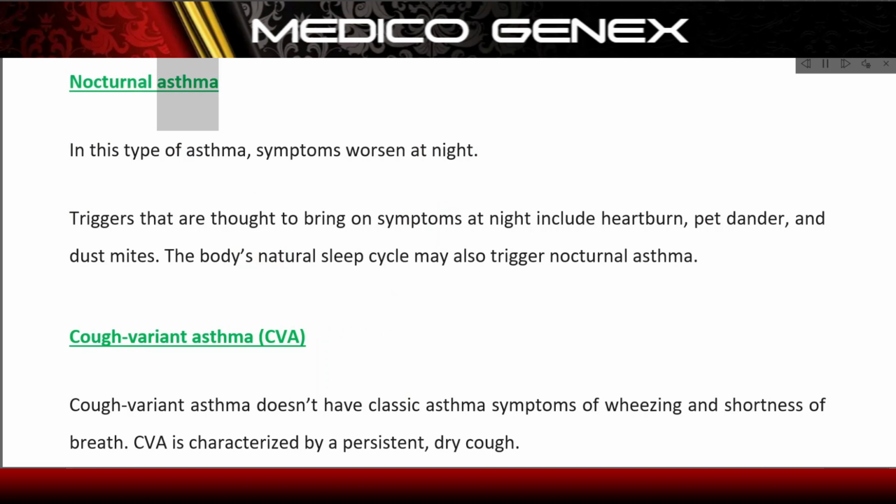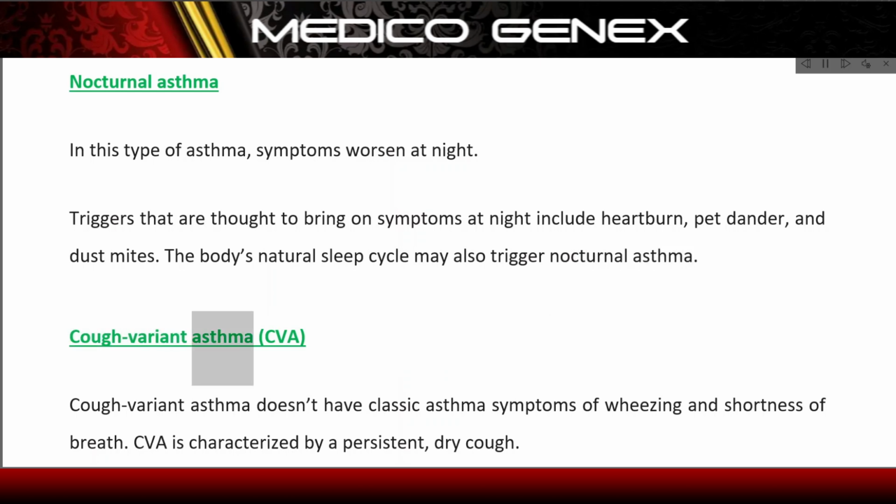Nocturnal asthma. In this type of asthma, symptoms worsen at night. Triggers that are thought to bring on symptoms at night include heartburn, pet dander, and dust mites. The body's natural sleep cycle may also trigger nocturnal asthma.